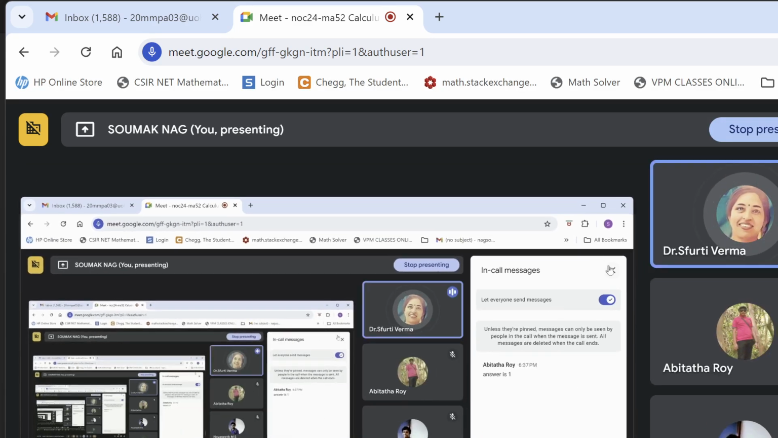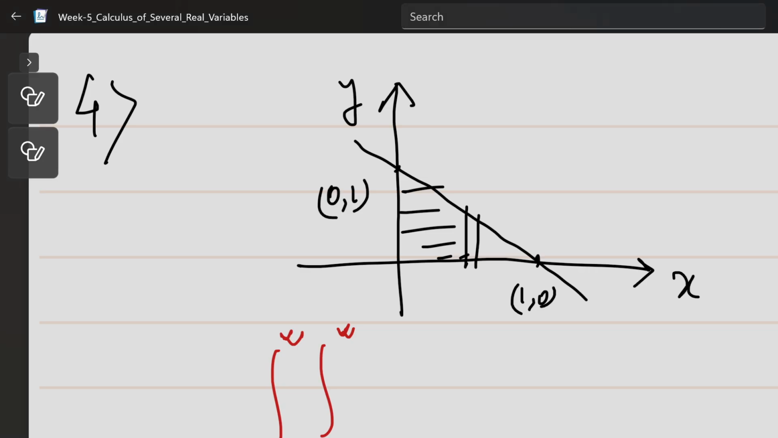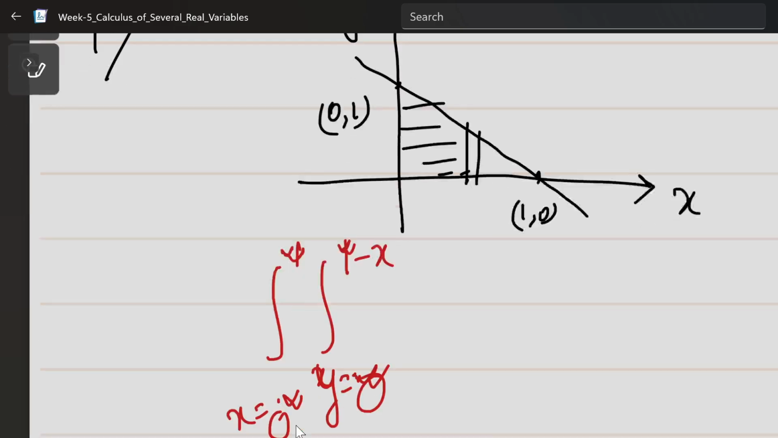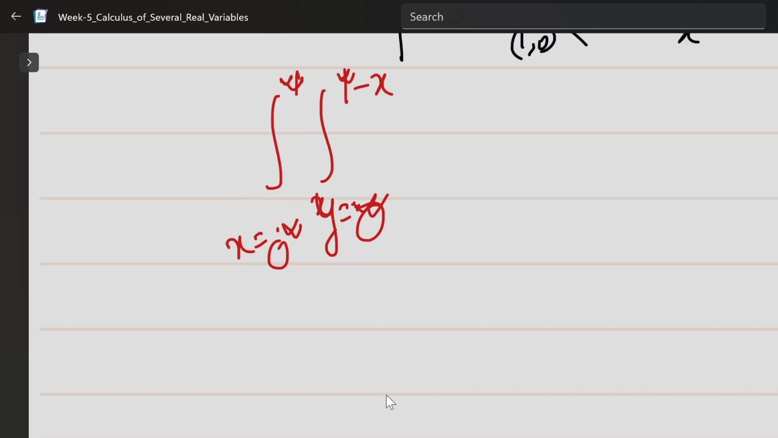y will vary from 0 to 1 minus x. Yes, the limit for y is 0 to 1 minus x. You are correct. And x will move from 0 to 1. Yes, correct. So I hope you are taking a vertical strip.